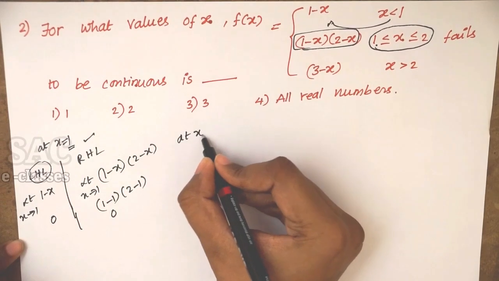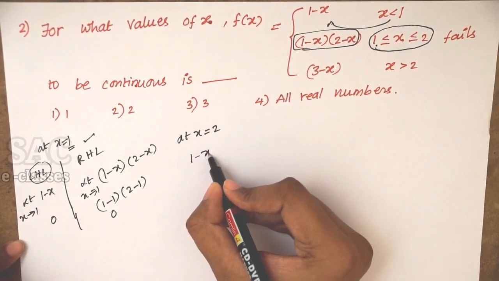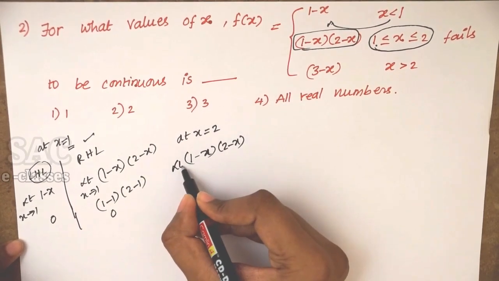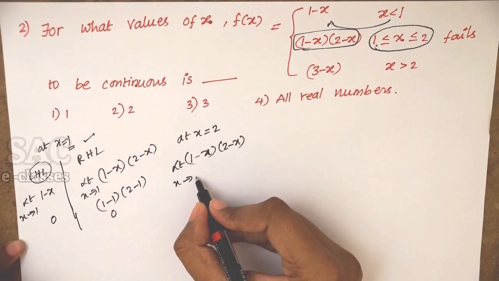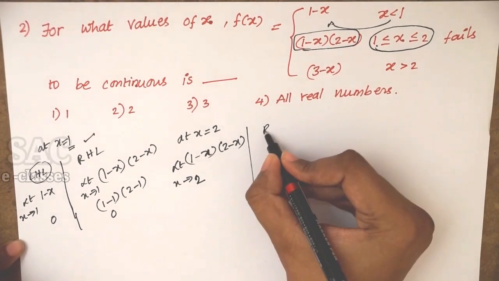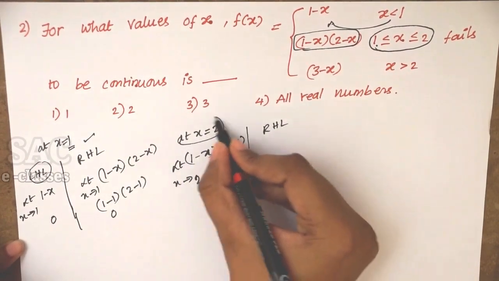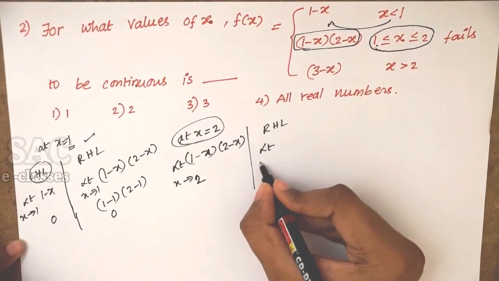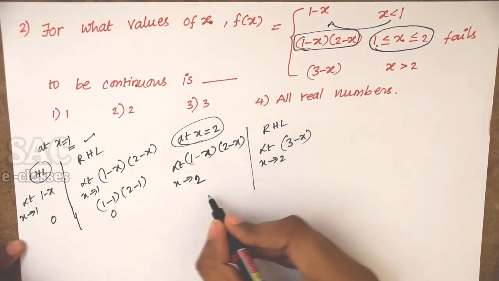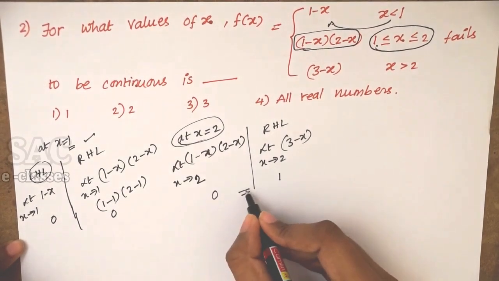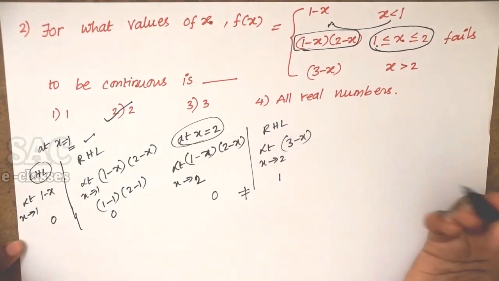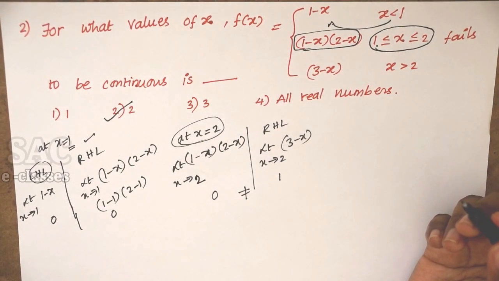Go for x equal to 2. 1 minus x into 2 minus x, limit x tends to 2. What is the RHL for the limit at x equal to 2? Limit x tends to 2, 3 minus x. Apply the limit, it is 1. Yes, not equal. So at 2, it fails to be continuous. Then option 2 is the correct one. Let's move to the next one.